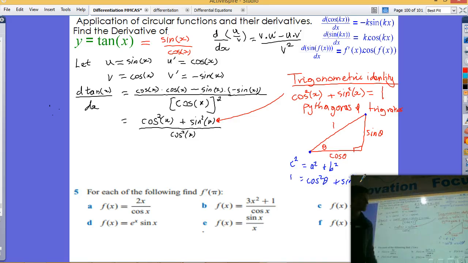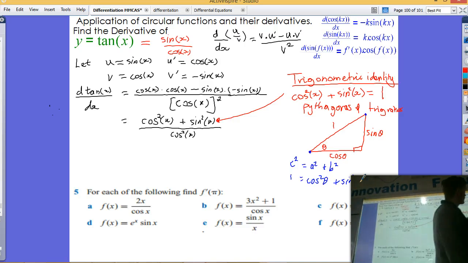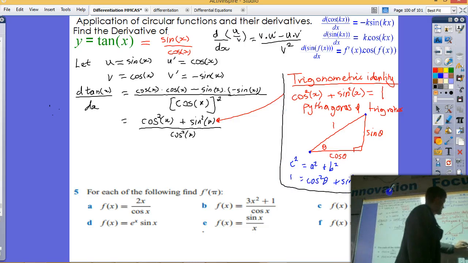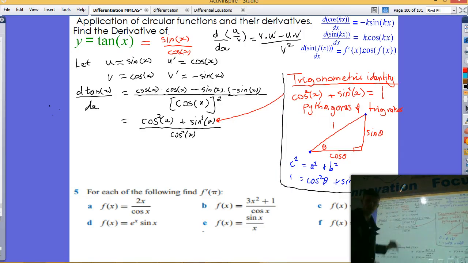Okay? And so be it. There's our trig identity. It's a very useful expression to use when simplifying circular function expressions. So, if cos squared x plus sine squared x is equal to 1, I end up with a small simple expression of 1 over cos squared x. And that's a nice function to be the derivative of tan of x.